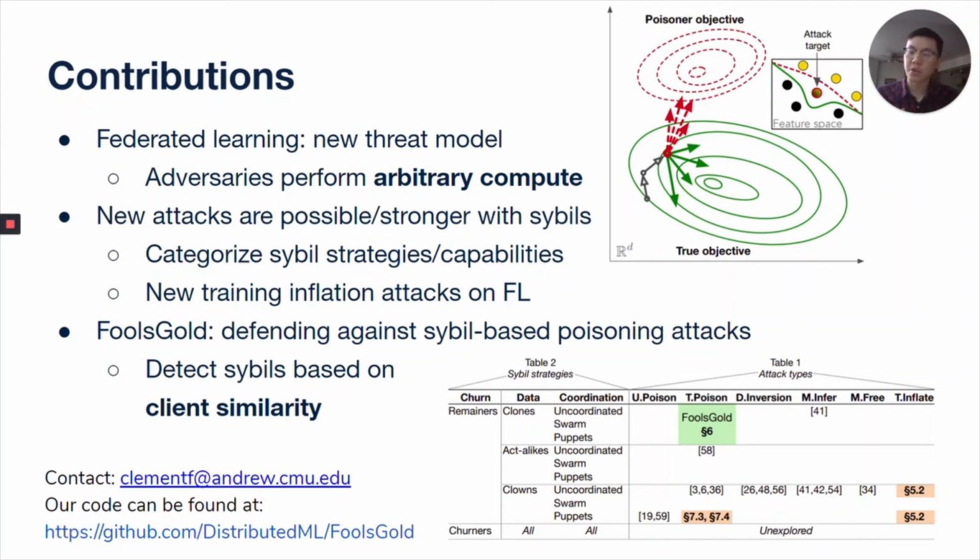Lastly, we present FoolsGold, one defense for a section of this categorization that defends against targeted poisoning attacks from uncoordinated Sybils based on client similarity.